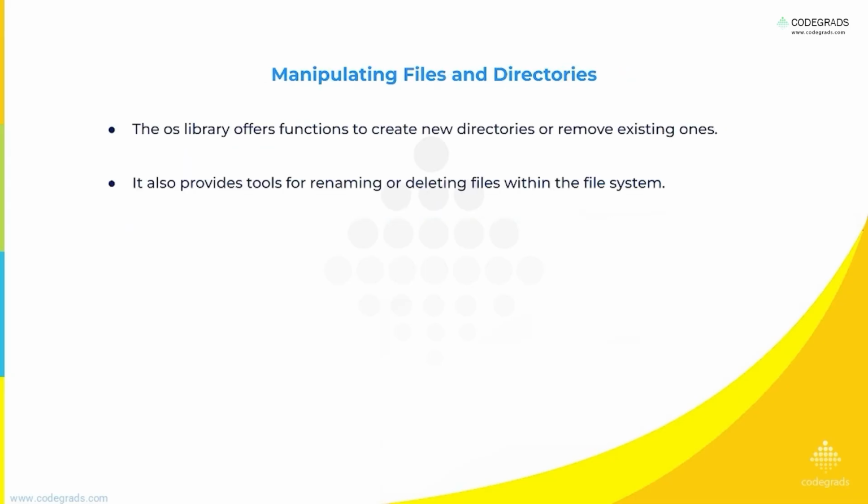Now, for manipulating files and directories, we can create a folder also. The OS library offers functions to create new directories or remove existing ones, and it also provides tools for renaming or deleting files. For example, for creating a folder, we just need to mention os.mkdir and the folder name, and we'll create a new folder. We can also rename a file or folder. Just mention os.rename, the old file name, comma, the new file name in strings, and you can rename any file or folder.